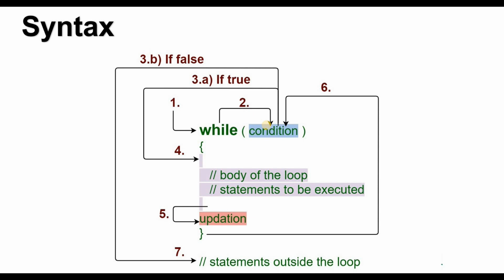Let me take, we need to count the numbers 1 to 5. So the condition is we need to check 1 to 5. Under this condition, we need to put number less than or equal to 5. That is the condition, because we need to check from 1 to 5. Here, the curly bracket represents the while loop body.